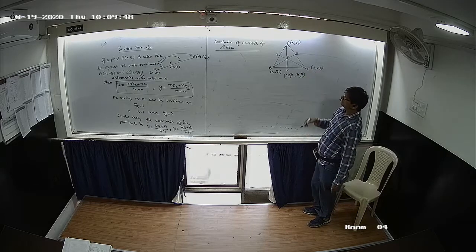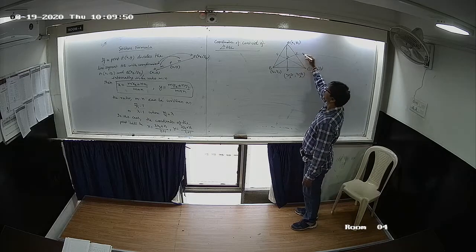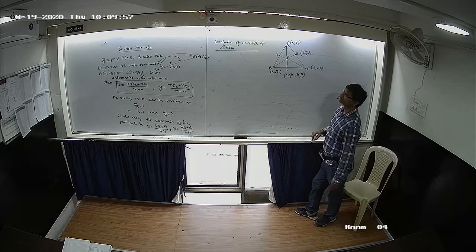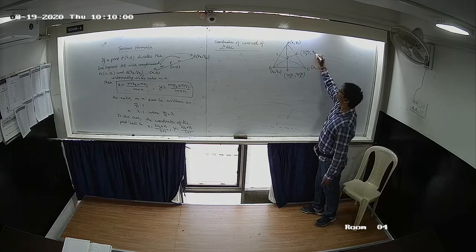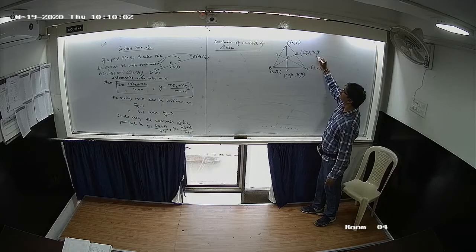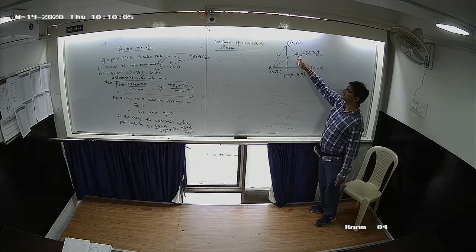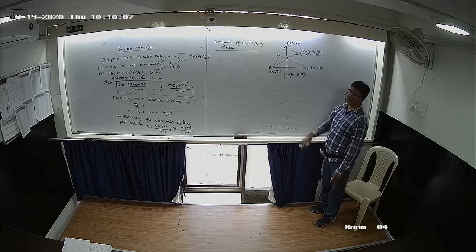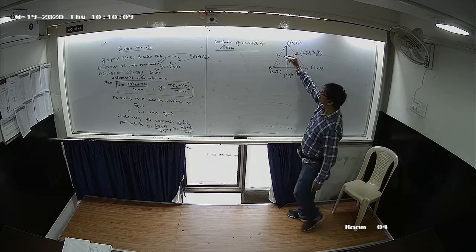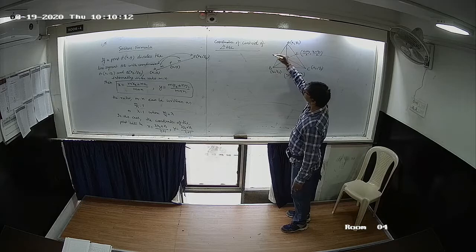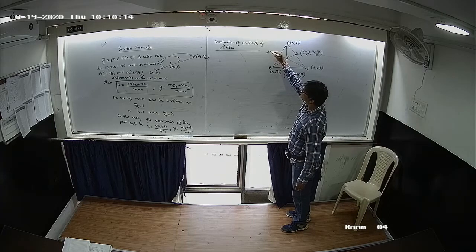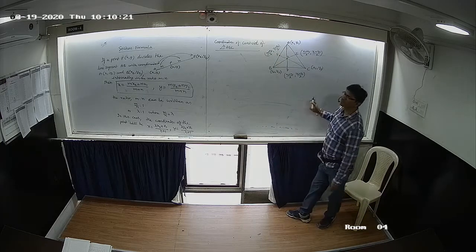Then the coordinates of E will be x1 plus x3 by 2 and y1 plus y3 by 2. These are the coordinates of the point E, because E is the midpoint of AC. And similarly, the coordinates of F will be x1 plus x2 by 2 and y1 plus y2 by 2. These are the coordinates of the point F.